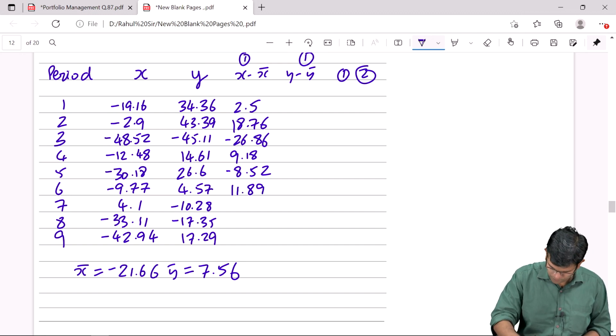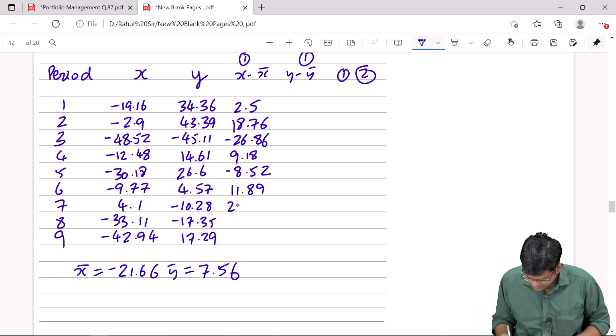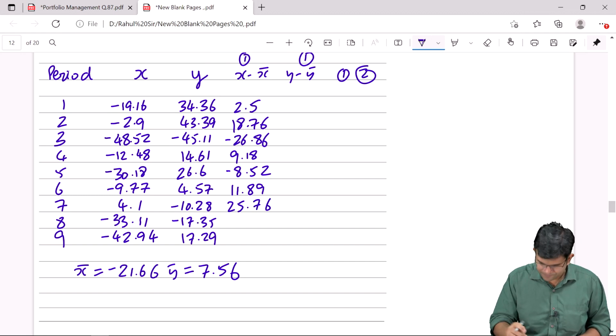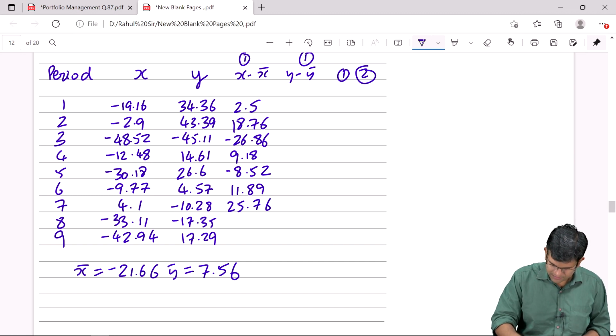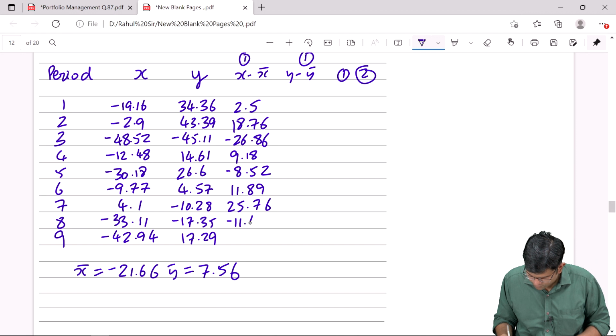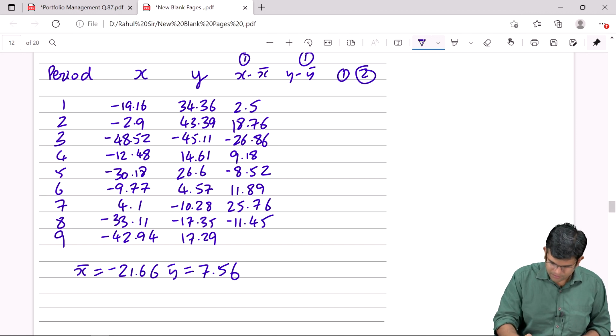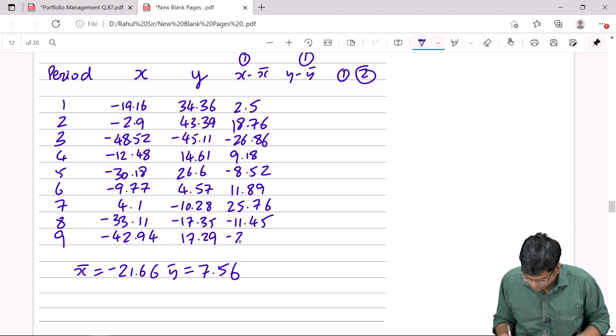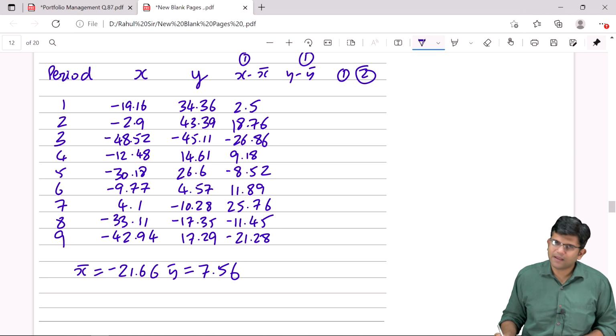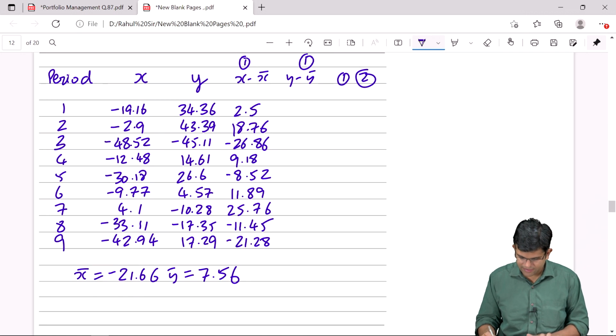Then we have got 4.1 plus 21.66, this is 25.76. Then we have got minus 33.11 plus 21.66, and that will be negative 11.45. And then we have got minus 42.94 plus 21.66, and that comes to negative 21.28. Everyone clear? Let's now go to y minus y bar.